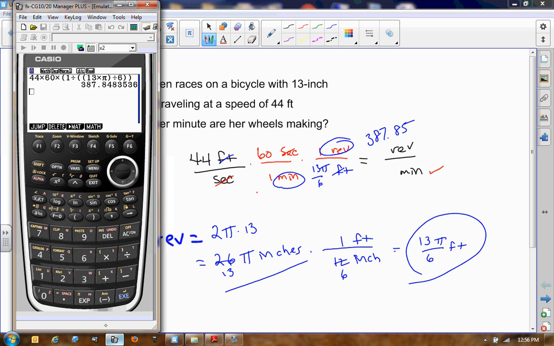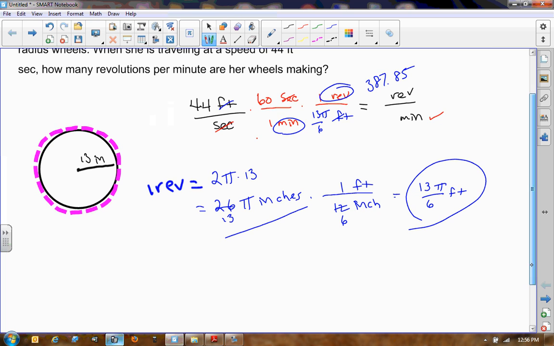You end up with the same answer. But you need to make sure you put those extra parentheses in there, otherwise you'll get the wrong answer. All right, so there we have it.